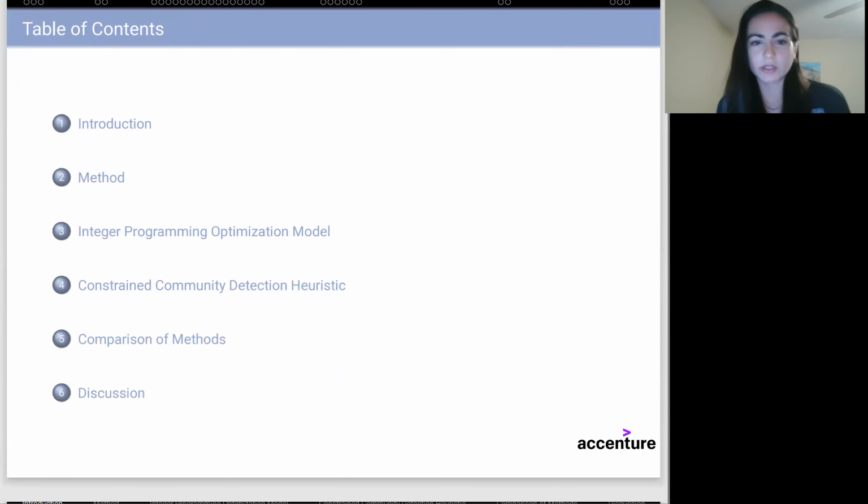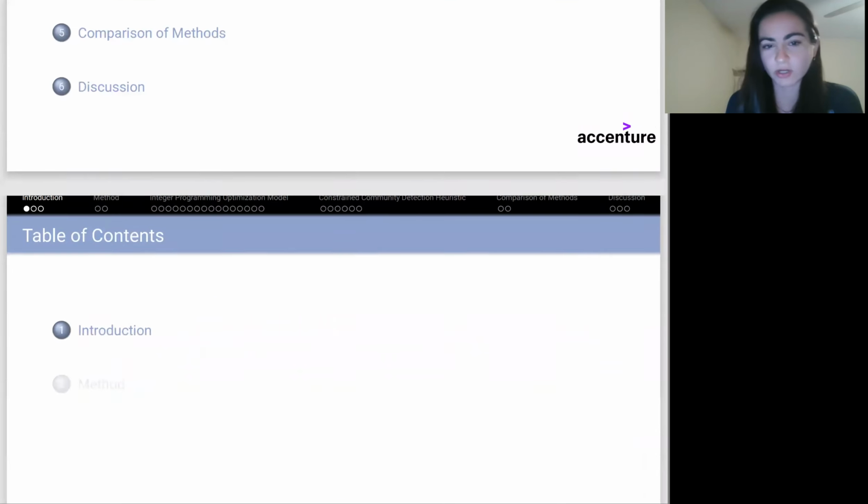So we'll go through an introduction, a bit about the methodology that we developed. We'll go through the integer program model, the constrained community detection heuristic, comparison of methods, and a discussion after.